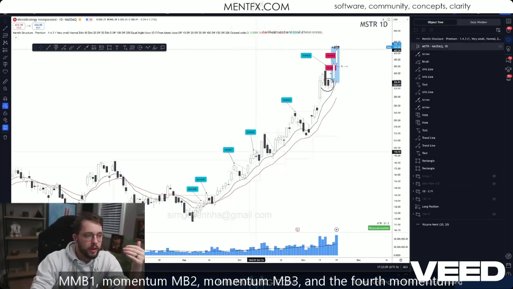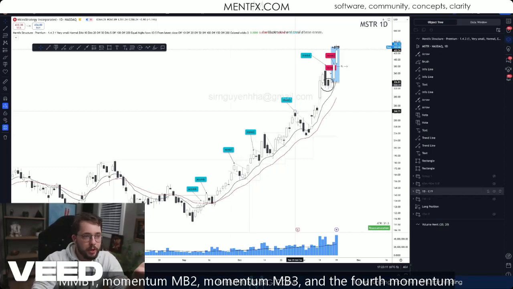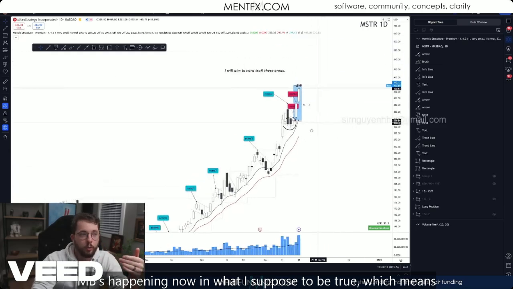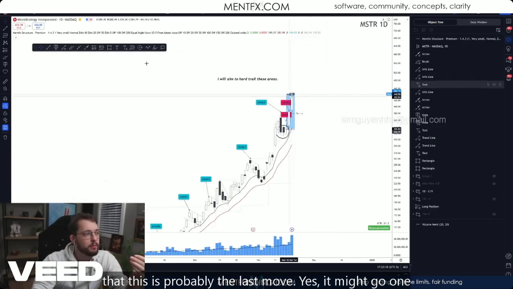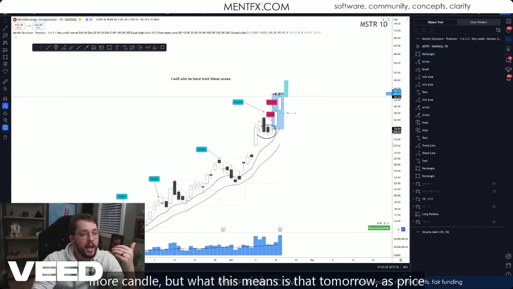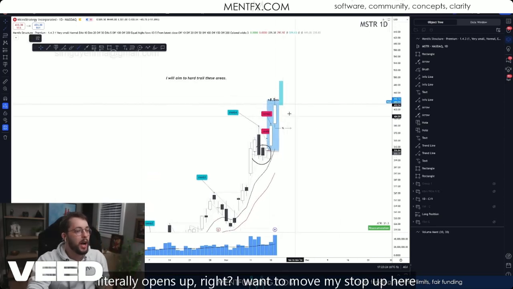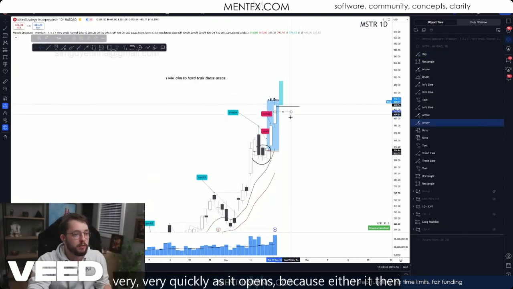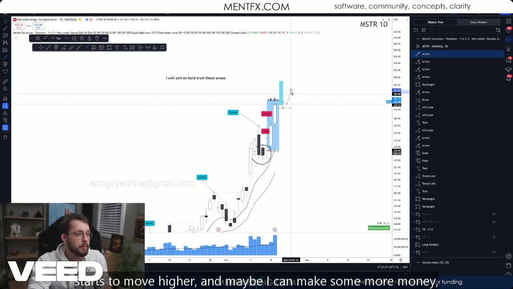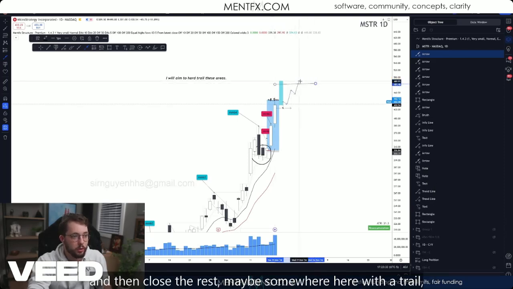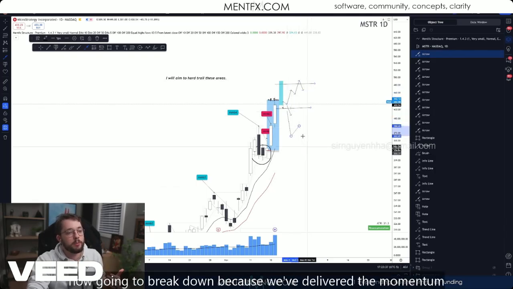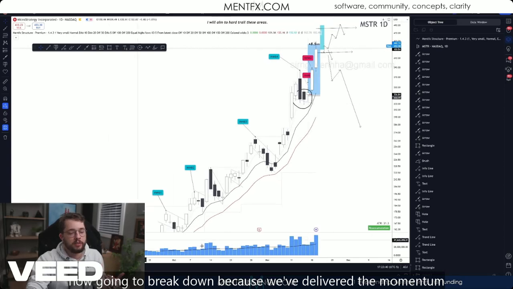So MMB1, momentum MB2, momentum MB3, and the fourth momentum MB is happening now, which means that this is probably the last move. Yes, it might go one more candle, but what this means is that tomorrow, as price opens up, I want to move my stop up here very quickly, because either it starts to move higher and maybe I can make some more money and close the rest somewhere here with a trail, or I just get stopped out here and I assume that this is now going to break down, because we've delivered the momentum cycle.